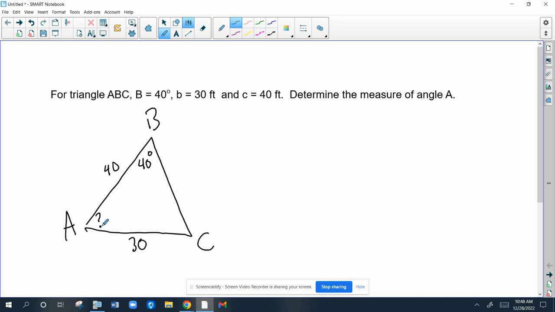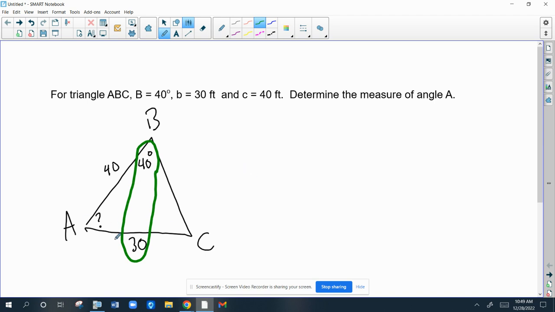To determine which law to use, sines or cosines, usually it's as simple as this. Do you have an angle and an opposite side known? In other words, can you do this? If so, use the law of sines. The law of sines is easy. It's sine of A over a equals sine of B over b. It doesn't matter what letters you use, just as long as it's consistent.